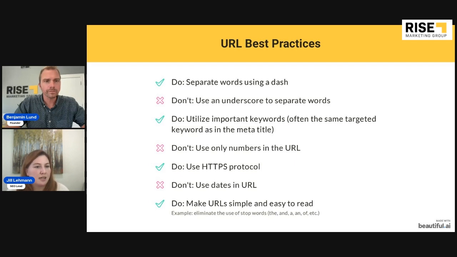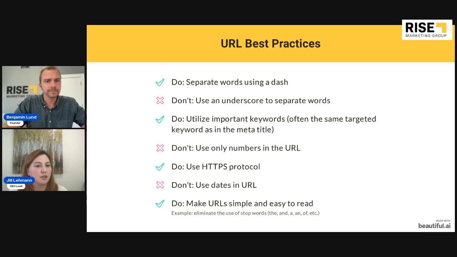The next one is just utilizing important keywords. So this doesn't always happen, but if there is a primary keyword in the meta title, it makes it very easy to incorporate that keyword into the URL as well. And it just makes it easy for people who are searching for that topic to just understand that that is what that page is covering. The next one is not to use only numbers in the URL. Almost every page on your website is going to have some sort of content or some sort of title on the page. So there's really never many reasons why you would want to have just numbers in your URL.